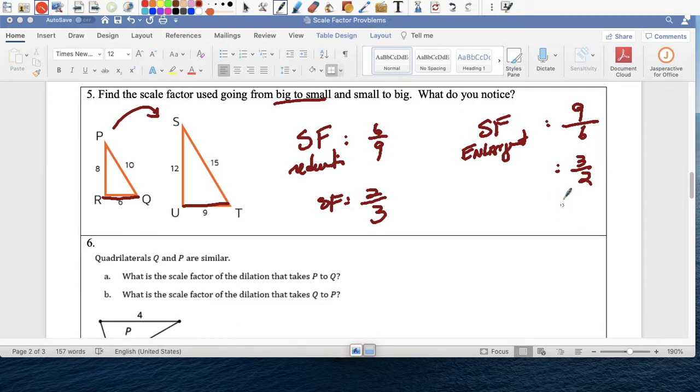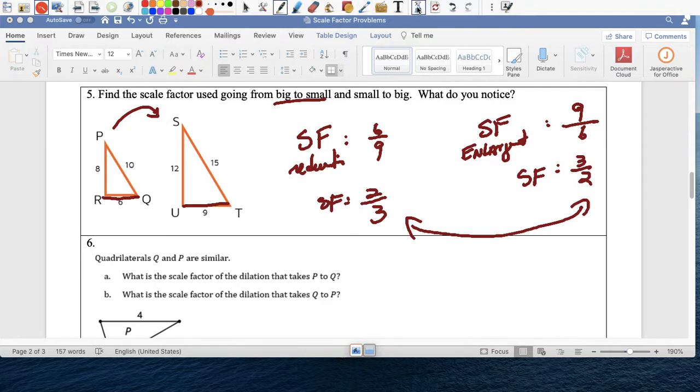We can change that to 1.5, but I just want to stop here for a second and see if you notice something. What do you notice? You'll notice that they are reciprocals of each other. Always. Okay, always.